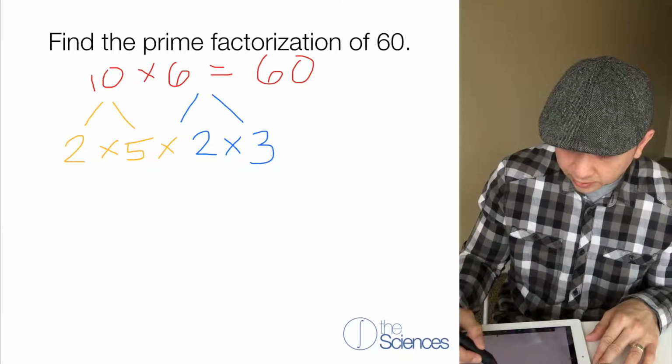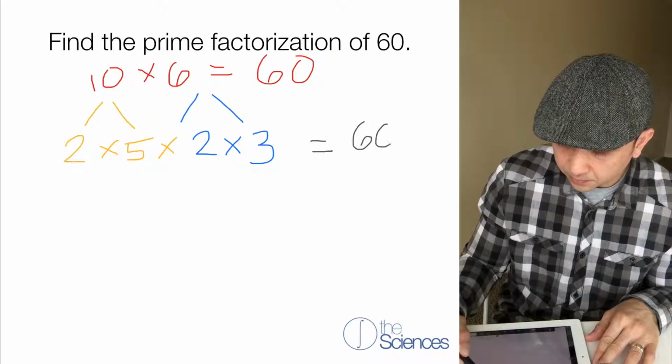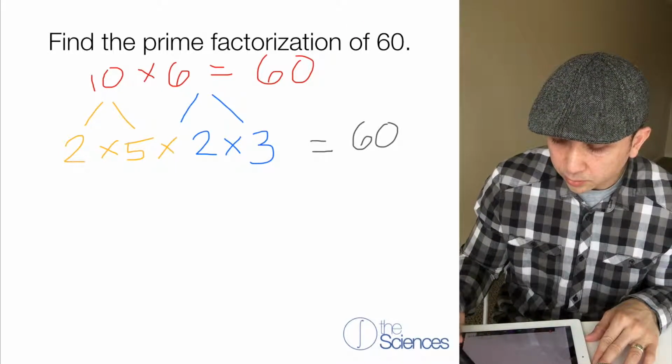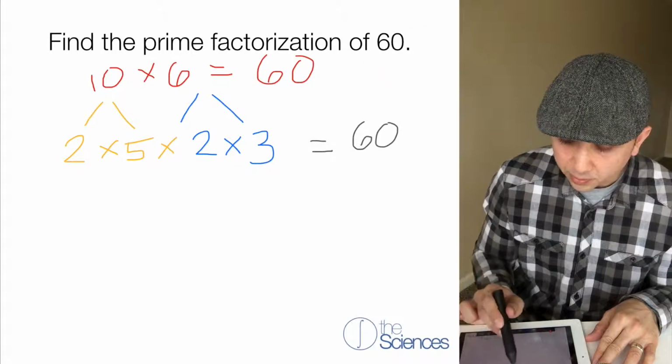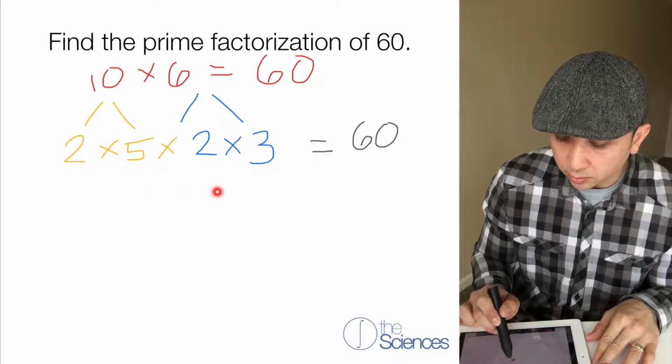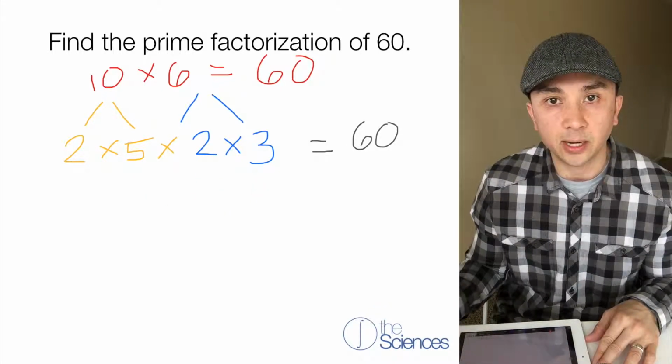Now, if you multiplied these across, you would also get 60. So we broke down the composite number 60 into the prime numbers 2 times 5 times 2 times 3. That's prime factorization.